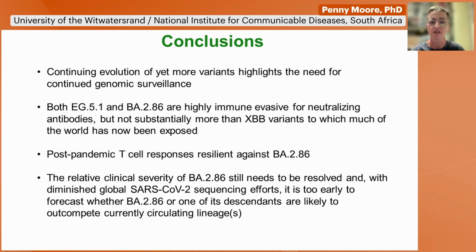So that's probably good news. And post-pandemic T cell responses remain very resilient, even against 2.86. But I think what probably still needs to be established is the relative clinical severity of BA.2.86. And as I said, in the context of reduced sequencing, it's very difficult to know where we're going next with these and which of these variants will continue to dominate.